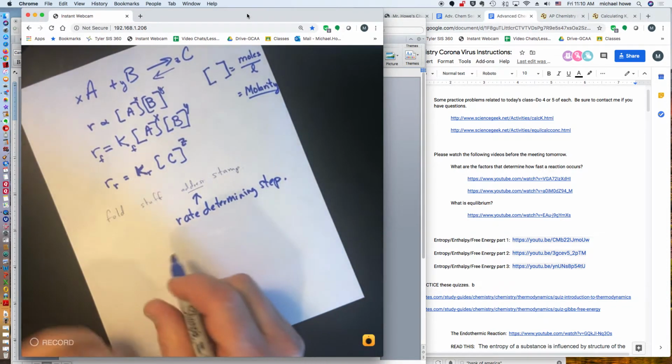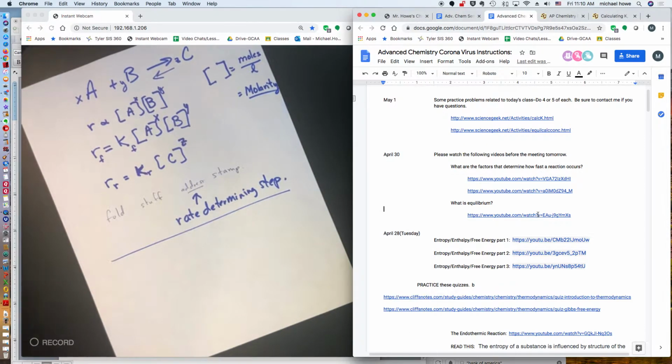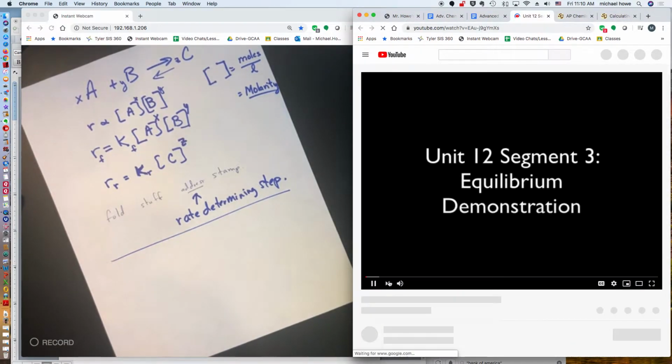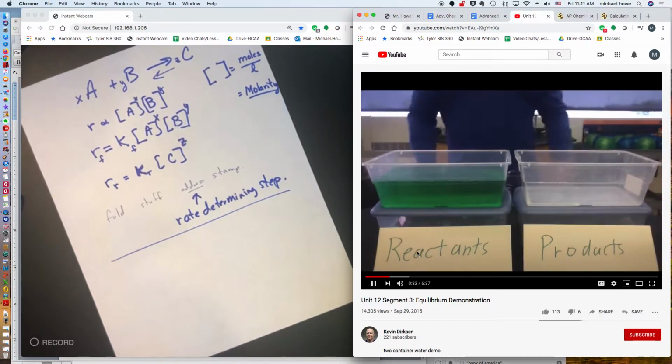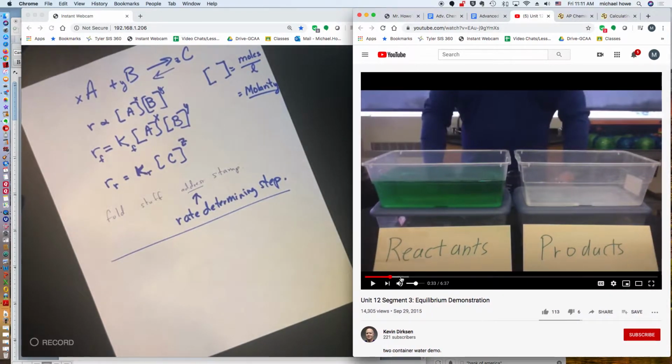All right, so now if I was at equilibrium, what does equilibrium mean? We're going to transition into the concept of equilibrium that I wanted you to watch. I'm going to pull this movie up and show you a couple things about it. We have a guy here with a couple of trays, and there's water in this one, there's nothing in this one. We're going to transfer the water back and forth between the trays.